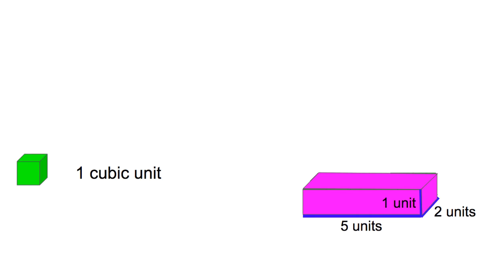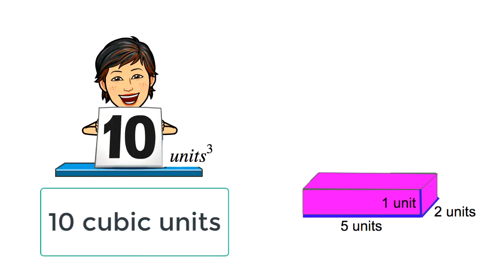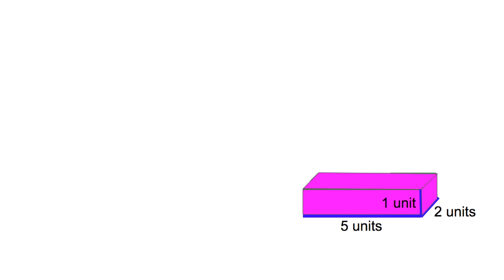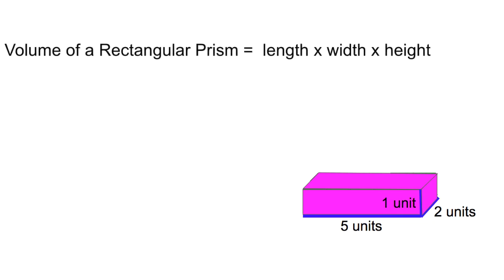How many cubes did I stack inside? 10 cubes, 10 cubic units. This is the volume of this rectangular prism. Also, we can generate formulas. Volume of a rectangular prism equals length times width times height. Length times width produces rectangle base area, so it can be rewritten as base area times height.